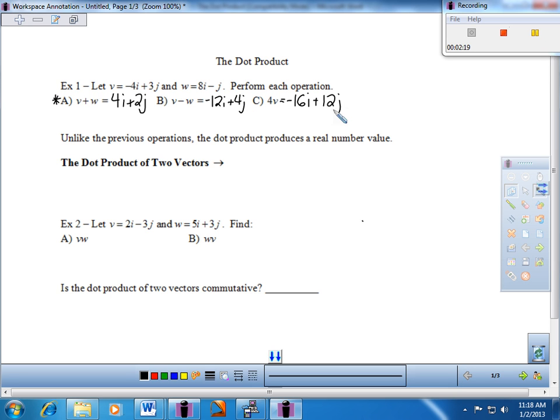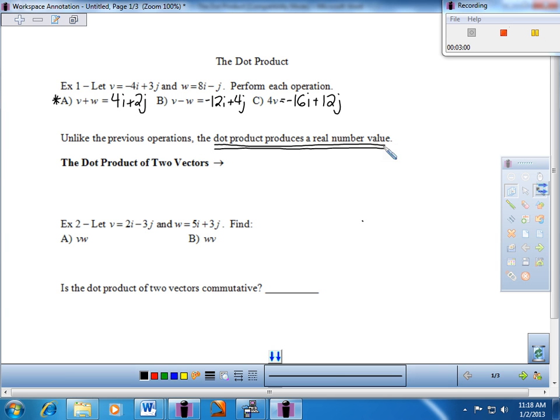We get a vector as an answer in ai plus bj form. Now the operation that we're going to do today, and of course product does mean multiplication, so we are going to perform some type of multiplication on vectors. But as it says on your paper, unlike the previous operations, the dot product does not produce a vector, everybody. In fact, if you can underline that for me, the dot product produces just a numerical value. Let's define that piece and then take a look at it.